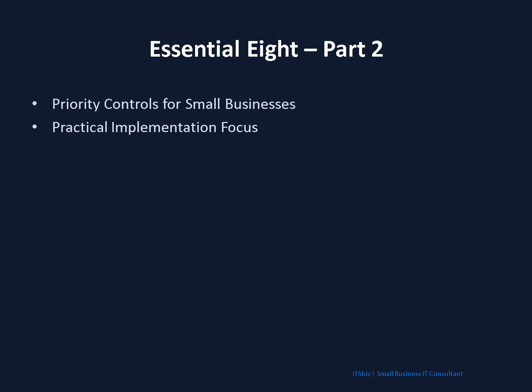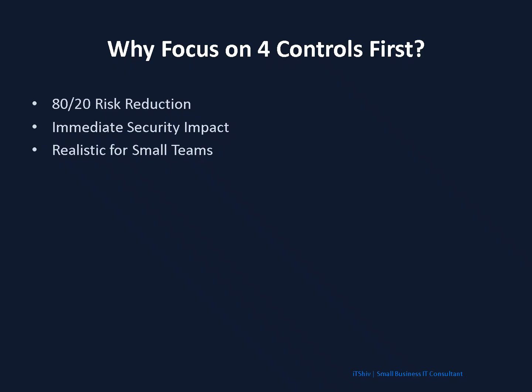So in the first part, we discussed what Essential 8 is and why it matters. Today we focus on the action, and moving to focus on the 4 controls first. So it's 80% risk reduction, immediate security impact, realistic for small teams.